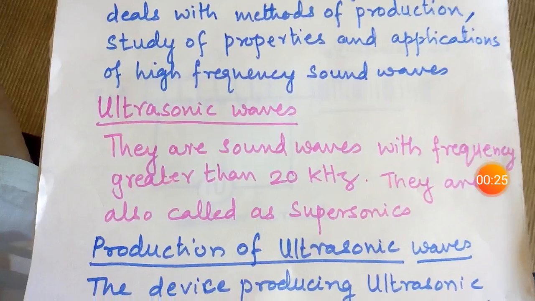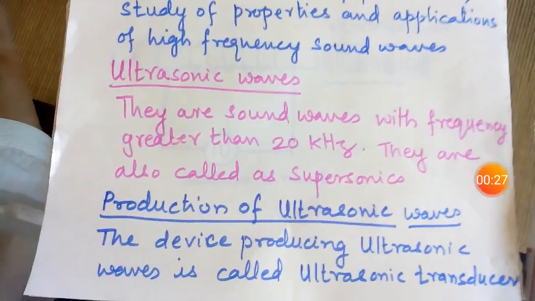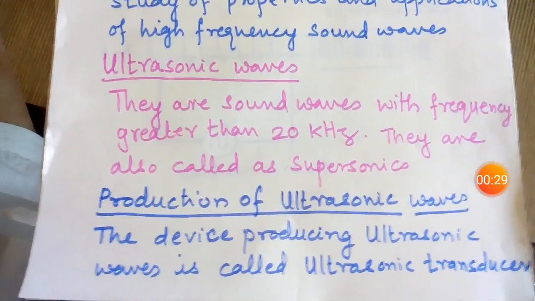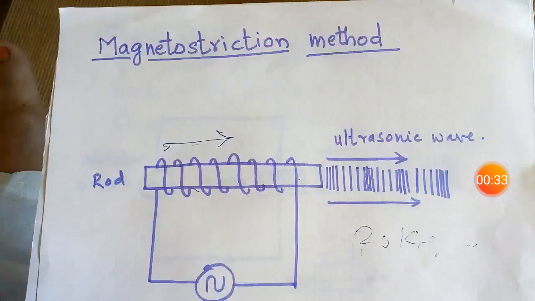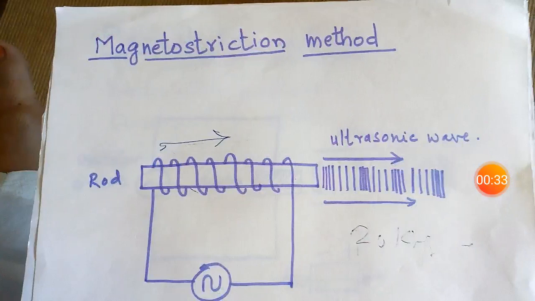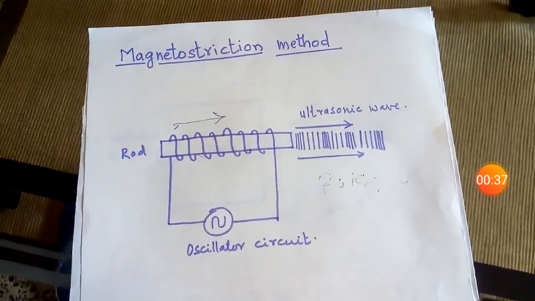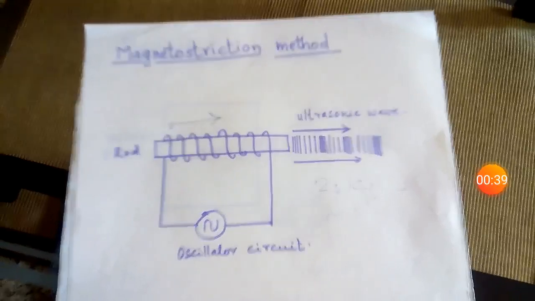Now we are going to see production of ultrasonic waves. A device which produces ultrasonic waves is called an ultrasonic transducer. Now we are going to see two methods of production of ultrasonic waves. The first method is the magnetostriction method.